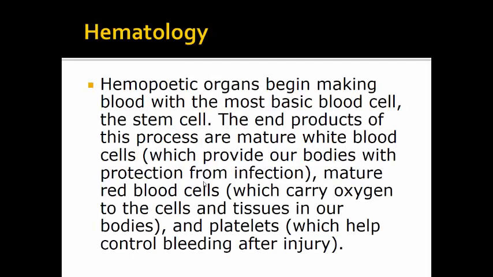Now, these organs are going to make blood, and it starts with the most basic blood cell, which is a stem cell. And the end product here is going to be a mature white blood cell, which works with our immune system, a mature red blood cell that's going to carry oxygen and waste products, and platelets, which are going to help with clotting after an injury.